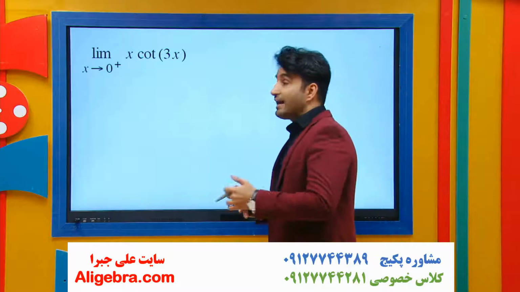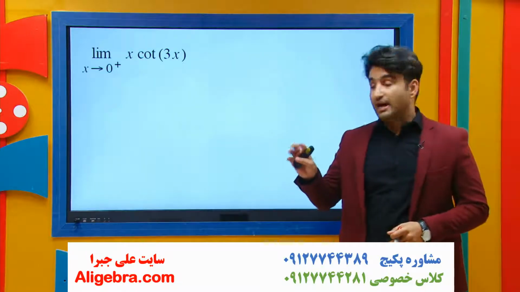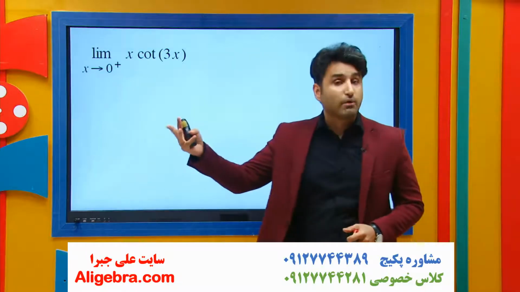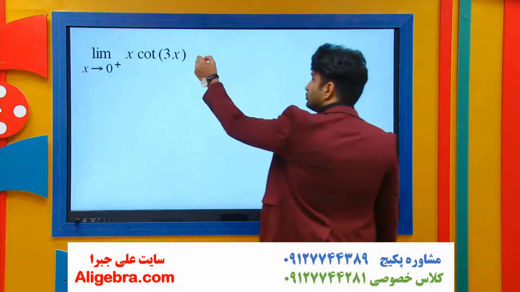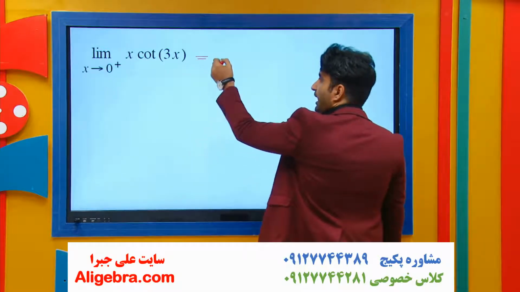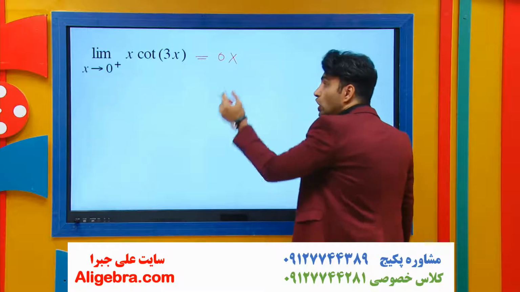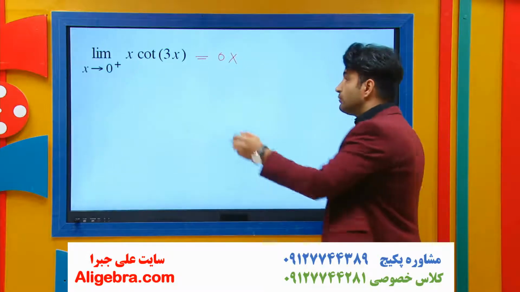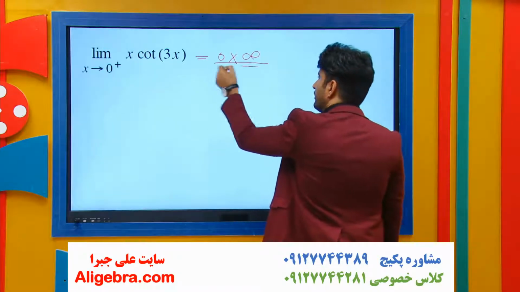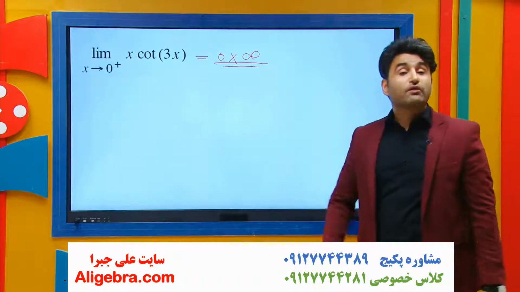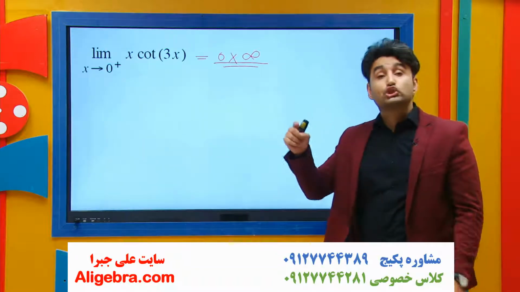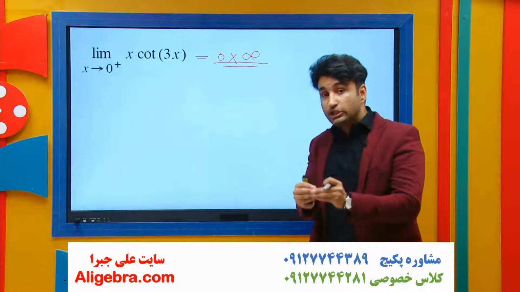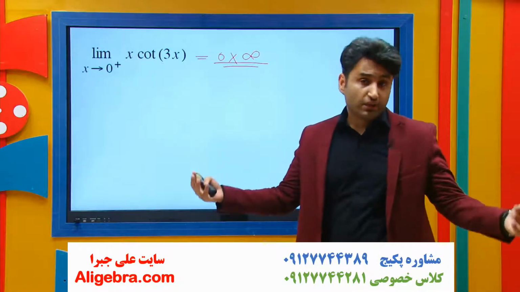Evaluate the limit x times cotangent 3x as x approaches 0 from the right. Again, use direct substitution. So I have 0 times cotangent 0, which is infinity. 0 times infinity form, which means I must convert it to a 0 over 0 or infinity over infinity problem.